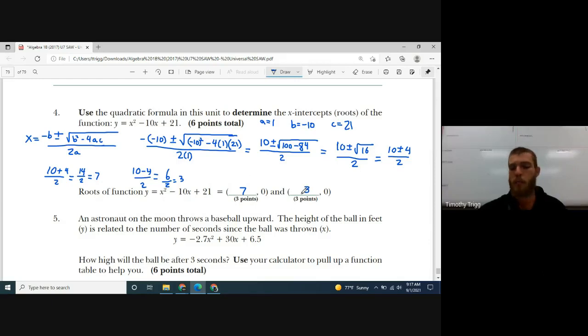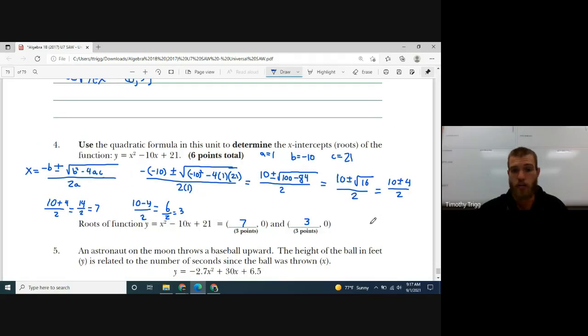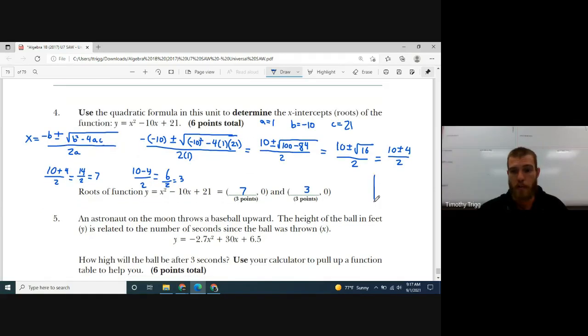Okay. Now, what did we just find? What's interesting about these numbers that we just found? Well, these tell you the x-intercepts. So if you were to graph that function, it would cross the x-axis at these two locations. It would make a parabola that crosses the x-axis at 3 and 7. Okay, and that's basically what it tells you.